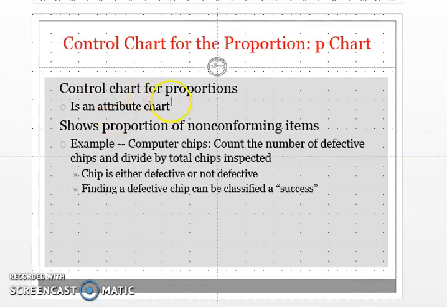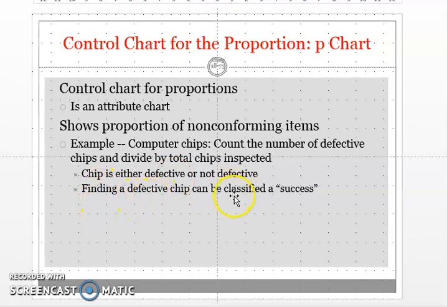Here the next chart is the P chart. P chart is an attribute chart and it shows the proportion of non-conforming items. Here some examples are given. When computer chips, count the number of defective chips and divide by the total chips inspected. A chip is either defective or not defective.